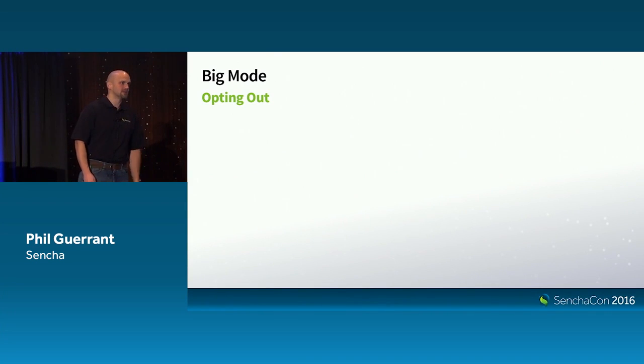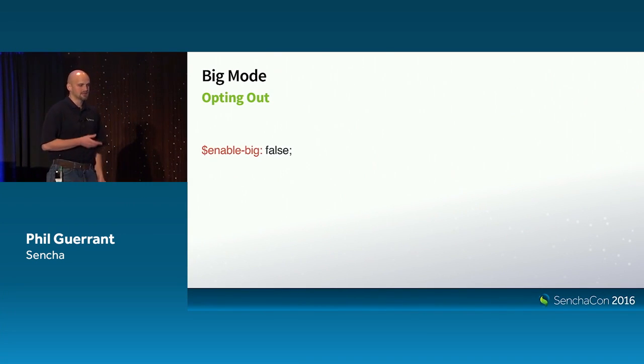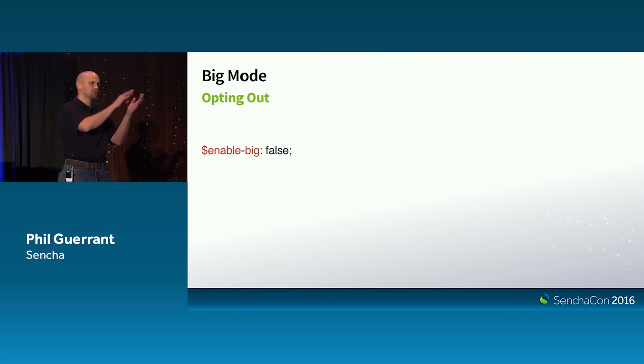You can opt out of big mode by simply setting enable-big to false at the Sass level, which will disable the generation of all the big mode rules in your style sheet. So if you want a really small style sheet and you don't need to support big mode, you can turn them off entirely.